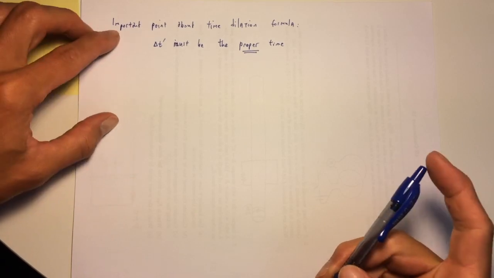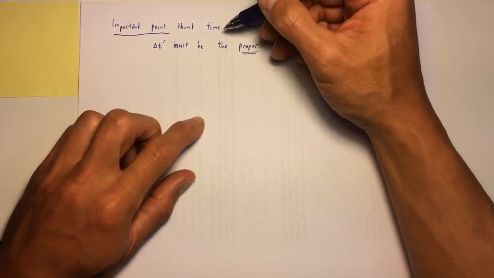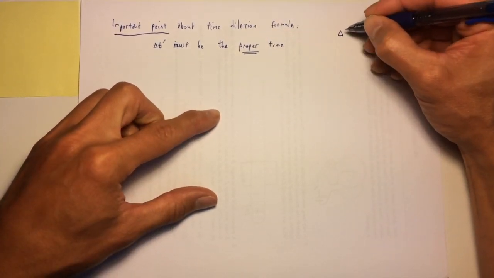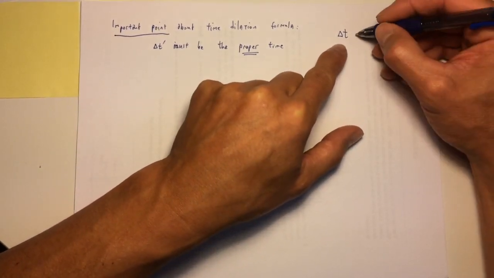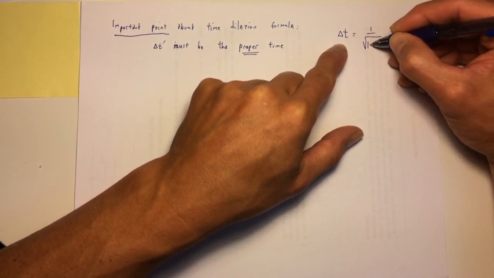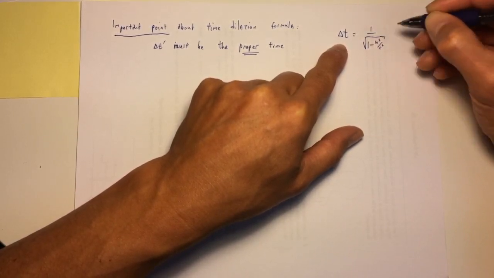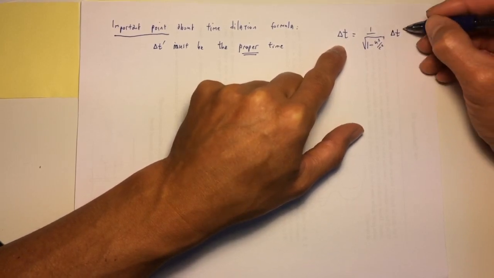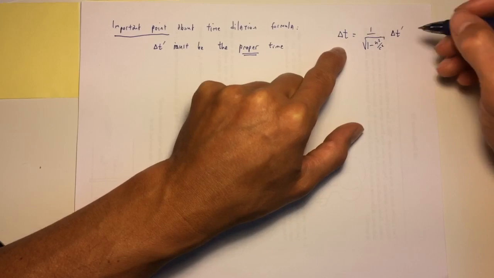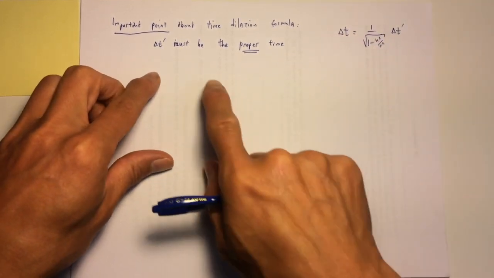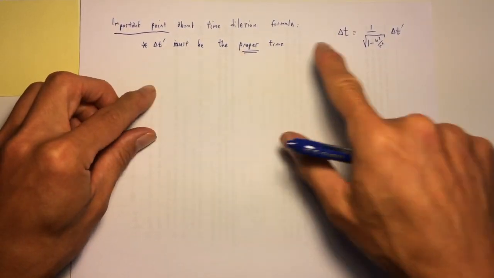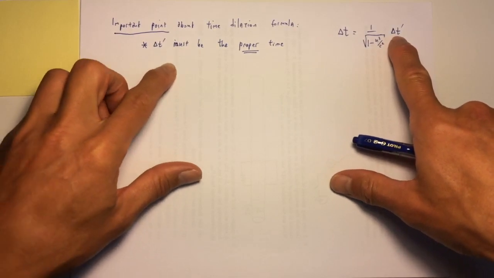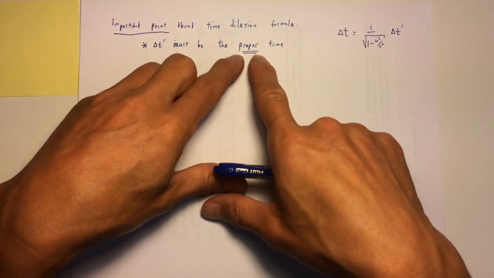I need to bring up a really important point about the time dilation formula. In this formula, the amount of time measured by a rest frame O is equal to 1 over the square root of 1 minus u squared over c squared times the amount of time measured by the frame O prime. This is quite an important point. Delta t prime, the thing that sits right here, must be the so-called proper time.